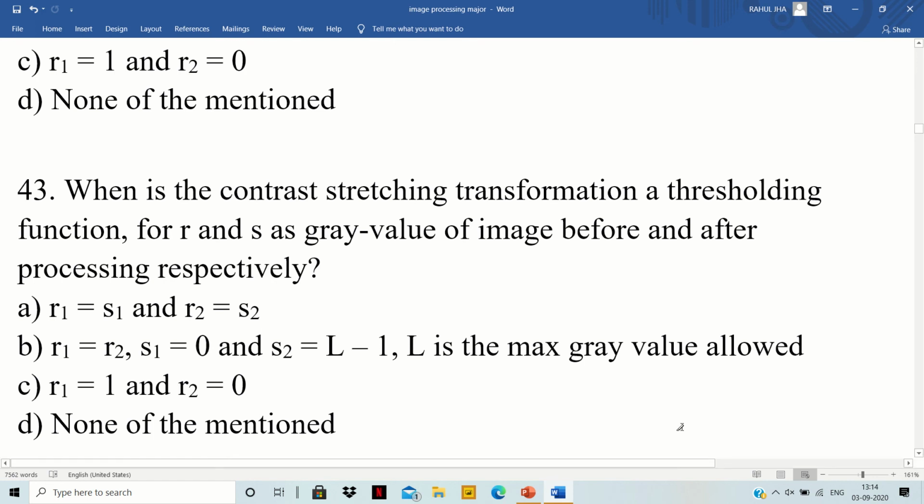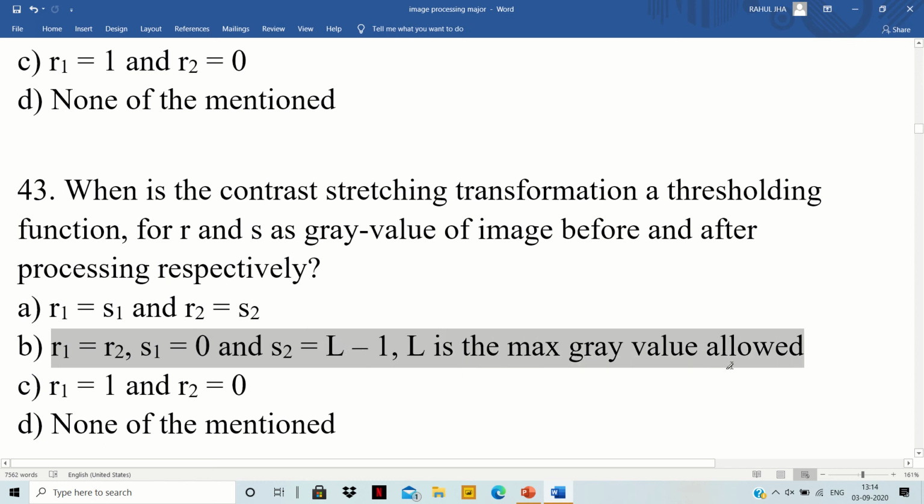So A can't be the right answer, because we know that if R1 equal to S1 and R2 equal to S2, it will be a linear function. And R1 equal to 1 and R2 equal to 0, no, there will be no relation of the other Gray levels. So the right answer will be R1 equal to R2, S1 equal to 0, which is a thresholding function. So the contrast stretching transformation is a thresholding function when R1 equal to R2 and S1 equal to 0 and S2 equal to L minus 1.